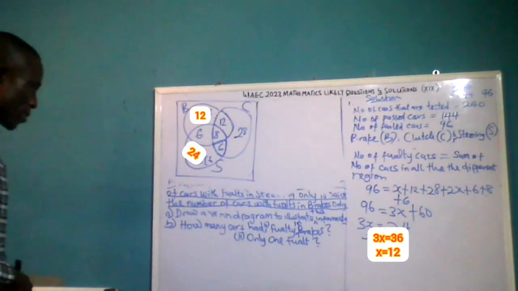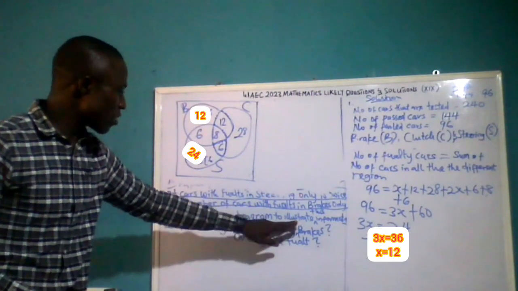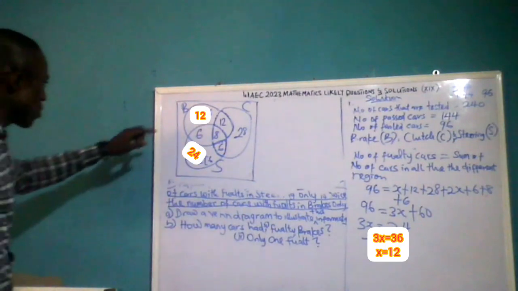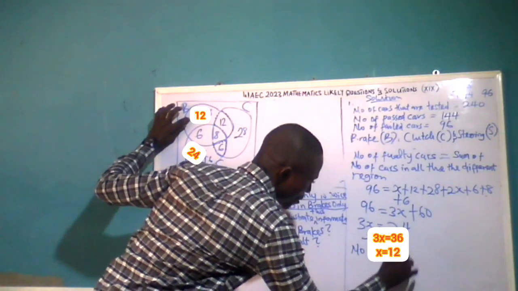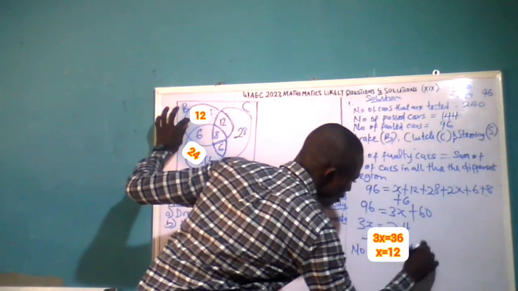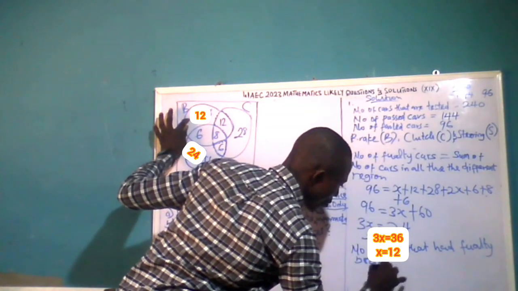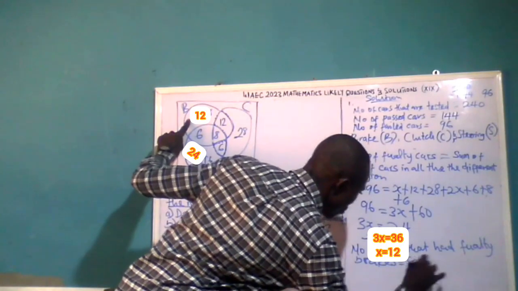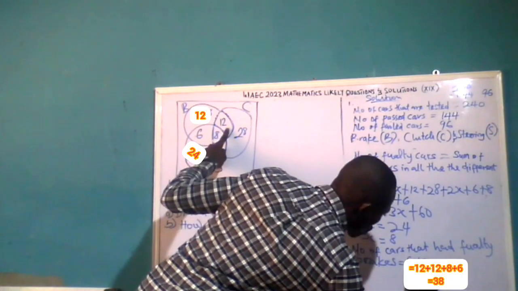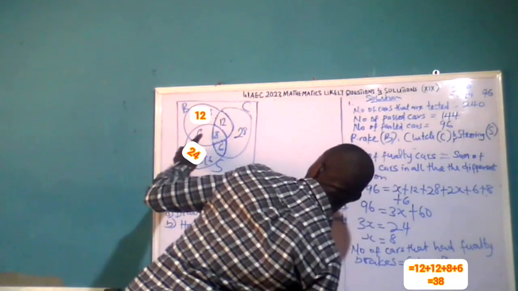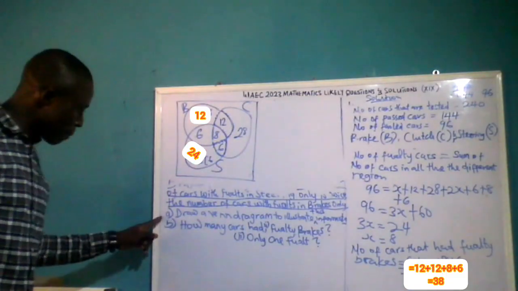So, having done that, we can find the number of cars that had faulty brake. Brake is here. So let me state: the number of cars that had faulty brake will be equal to 8 plus 12. Look at the region that has to do with brake. Plus 12 plus 8 plus 6. And of course, that will give you 24. We are done with question number 1B, Roman figure 1.